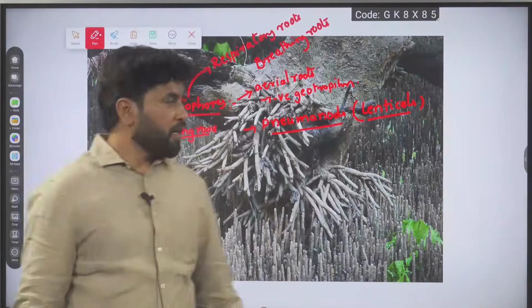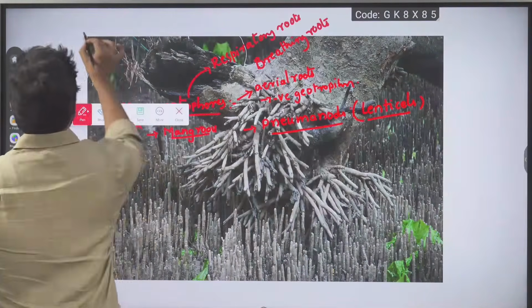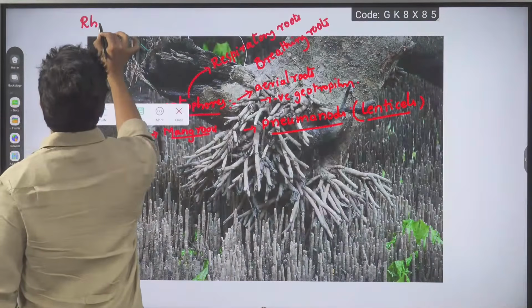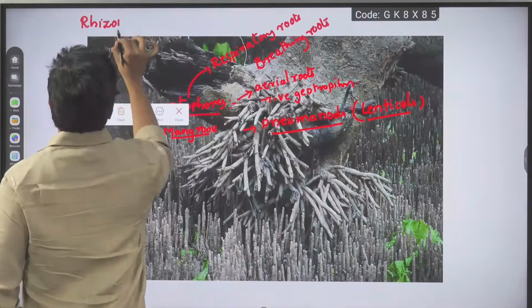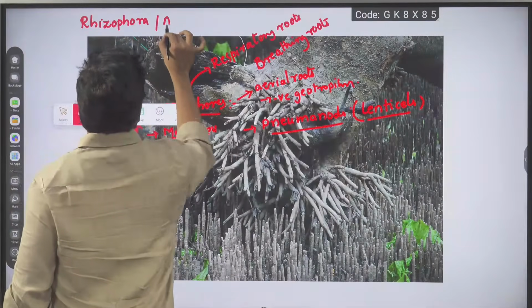Is it clear? The best examples for respiratory roots are pneumatophores, Rhizophora and Avicennia.